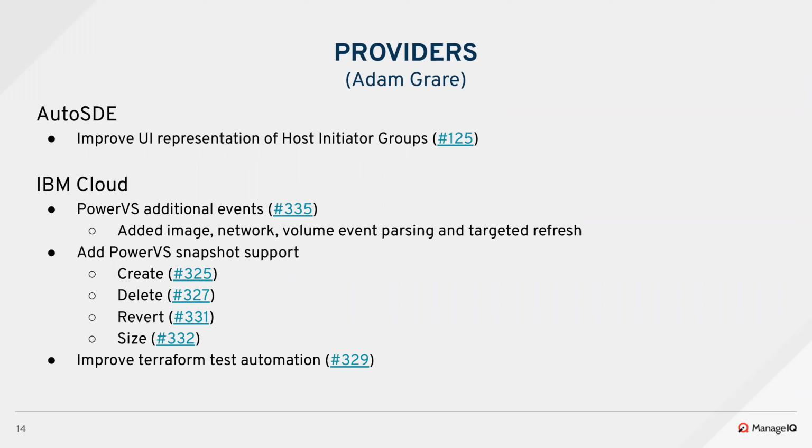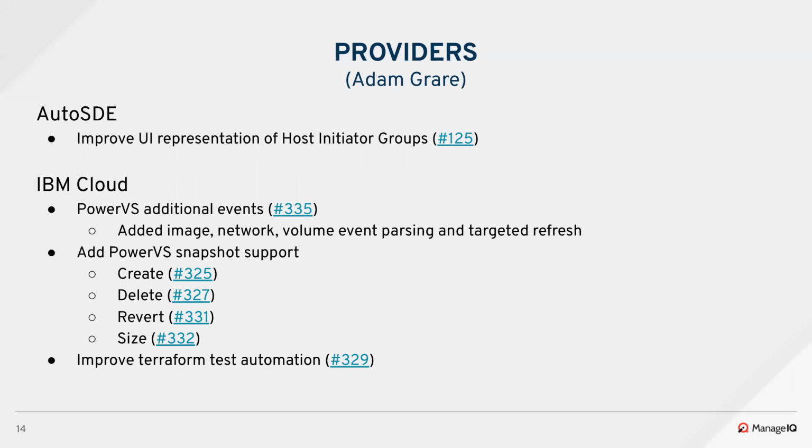Thanks, Kavya. For AutoSTE Sprint, the team improved the way that host initiator groups are being displayed on the UI. They made changes to display the type of host initiator group, whether it's a cluster type or a single host, and then what it is connected to. For IBM Cloud, they added additional events that we're catching and parsing as part of targeted refresh. So now in addition to VMs, we're also targeting images, networks, and volume events. They also added improved snapshot support.